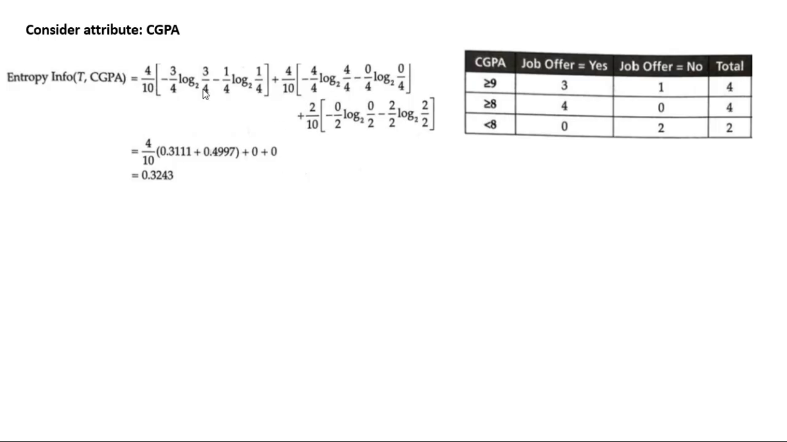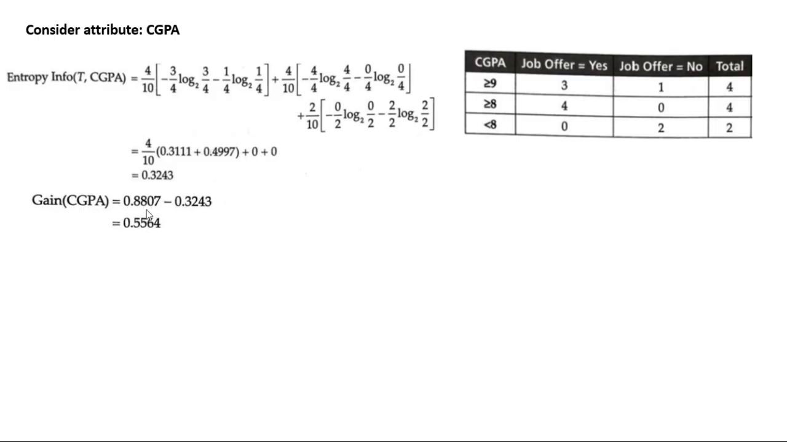So remember when you're calculating this, first you do log 3 by 4 divided by log 2. Then you multiply with 3 by 4 and then continue. So divide by log 2. Remember this, there is a base 2 here. So I'm getting the entropy information for this attribute as 0.3243.